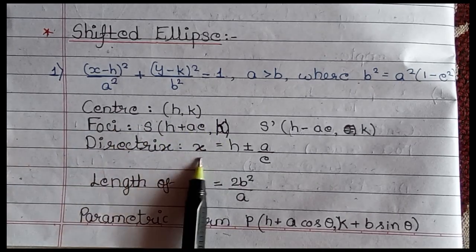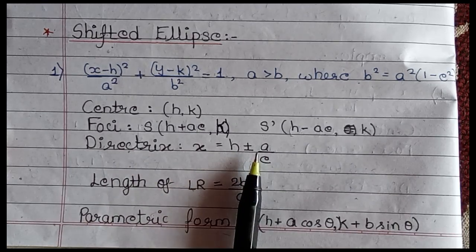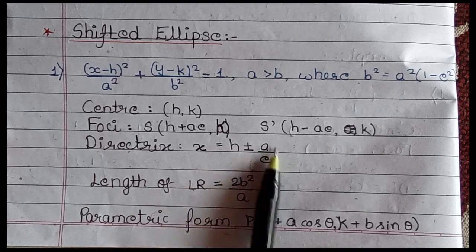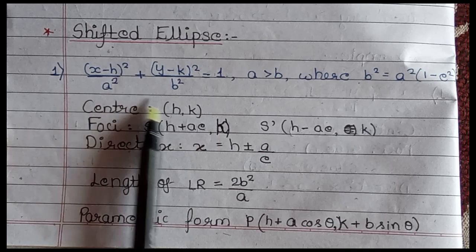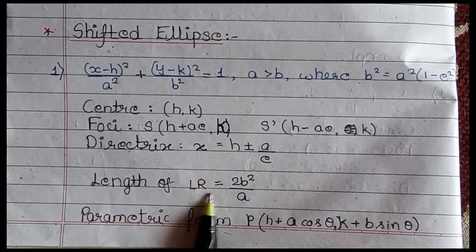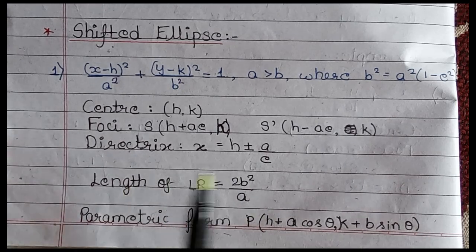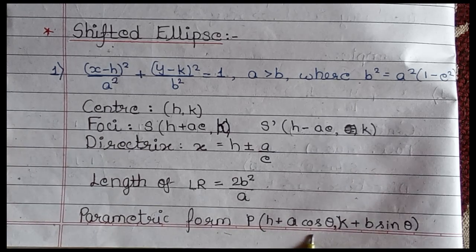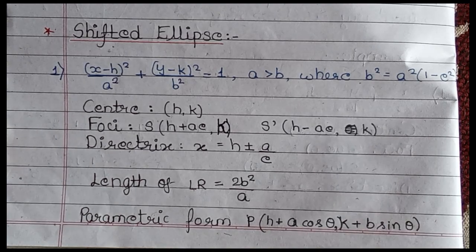The directrix will become x is equal to h plus minus a by e. Here also the standard result was plus minus a by e, but now as in x direction h is added, so it will be h plus minus a by e. The length of latus rectum LR is 2b square by a. Here there will be no change as there is no involvement of h and k or the center points. Parametric form P is h plus a cos theta and k plus b sin theta. Here also the center points are added.